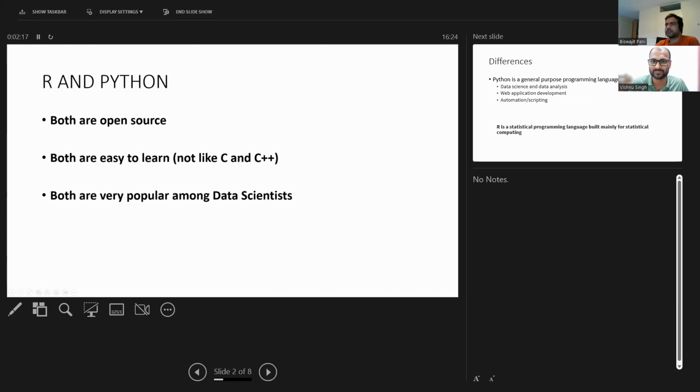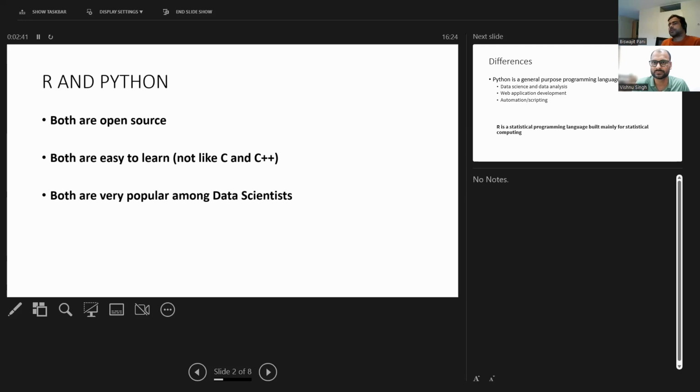Sure. Okay. So R and Python both are open source, right? Both are free. You can download without paying any money. Although for enterprise licenses, you do have to pay some money, right? But I think for individual licenses, you don't have to pay anything, right?